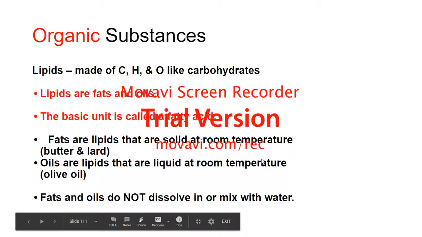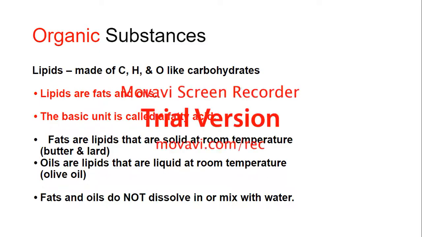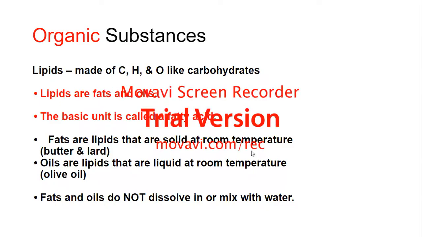All right, so we talked about carbs. Now we're going to talk about another organic substance, lipids. Made of C, carbon, hydrogen, and oxygen. But lipids are fats and oils, and they have a basic unit called a fatty acid. Fats are lipids that are solid at room temperature, and oils are lipids that are liquid at room temperature. And fats and oils are hydrophobic, meaning that they do not dissolve or mix with water.